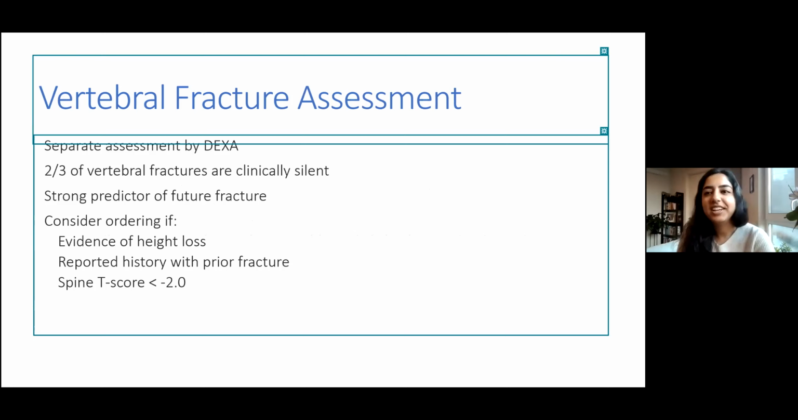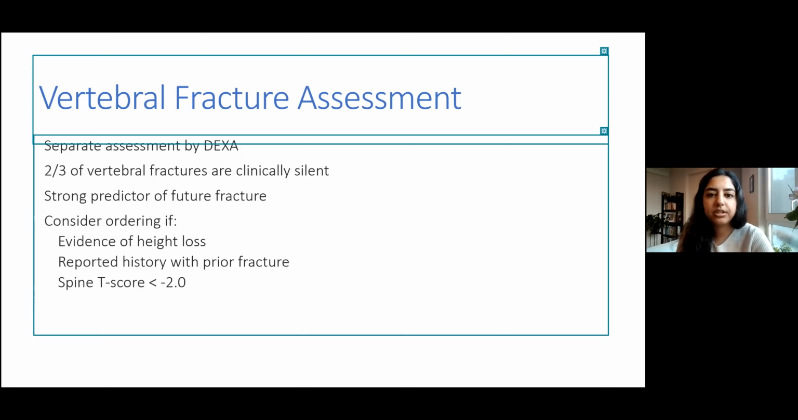I don't know. So another thing you can order with your DEXA is a vertebral fracture assessment. This is an additional test that you order with your DEXA that screens for vertebral fractures. The reason to get this is to know if one of your patients has a vertebral fracture, because we know that such a large percentage of vertebral fractures are clinically silent, and it's such an important thing to know prognostically for their osteoporotic risk.